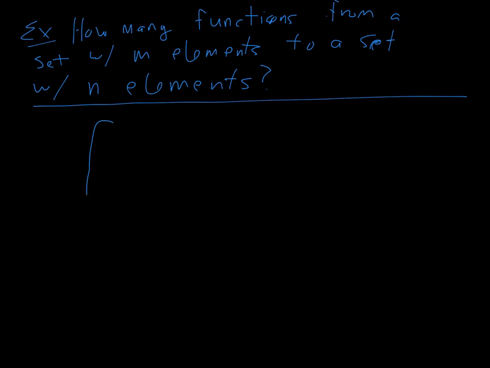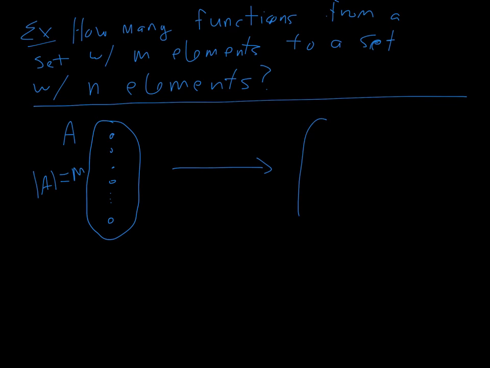So I have a set over here on the left that consists of 1, 2, 3, 4, m elements. Let me call this set A, and the cardinality of A is equal to m, and I want to define a function that goes from A to another set that I'll call B, and the cardinality of B is going to be equal to n. So it's going to have 1, 2, 3, n elements.